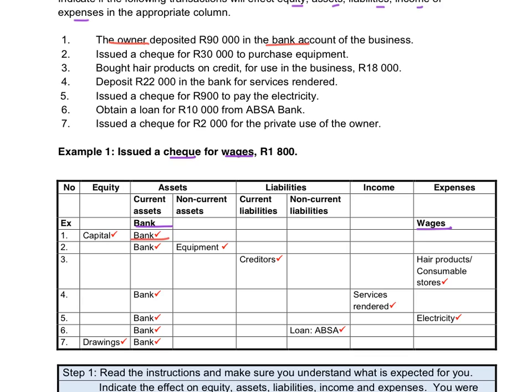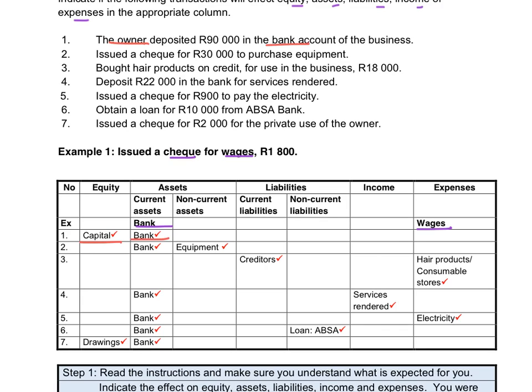Equity means the total amount of money that the business owes the owner, or the total amount that the owner invested in this business. So if he puts money into the business, we will show that that will affect equity, but it will be in the capital account.